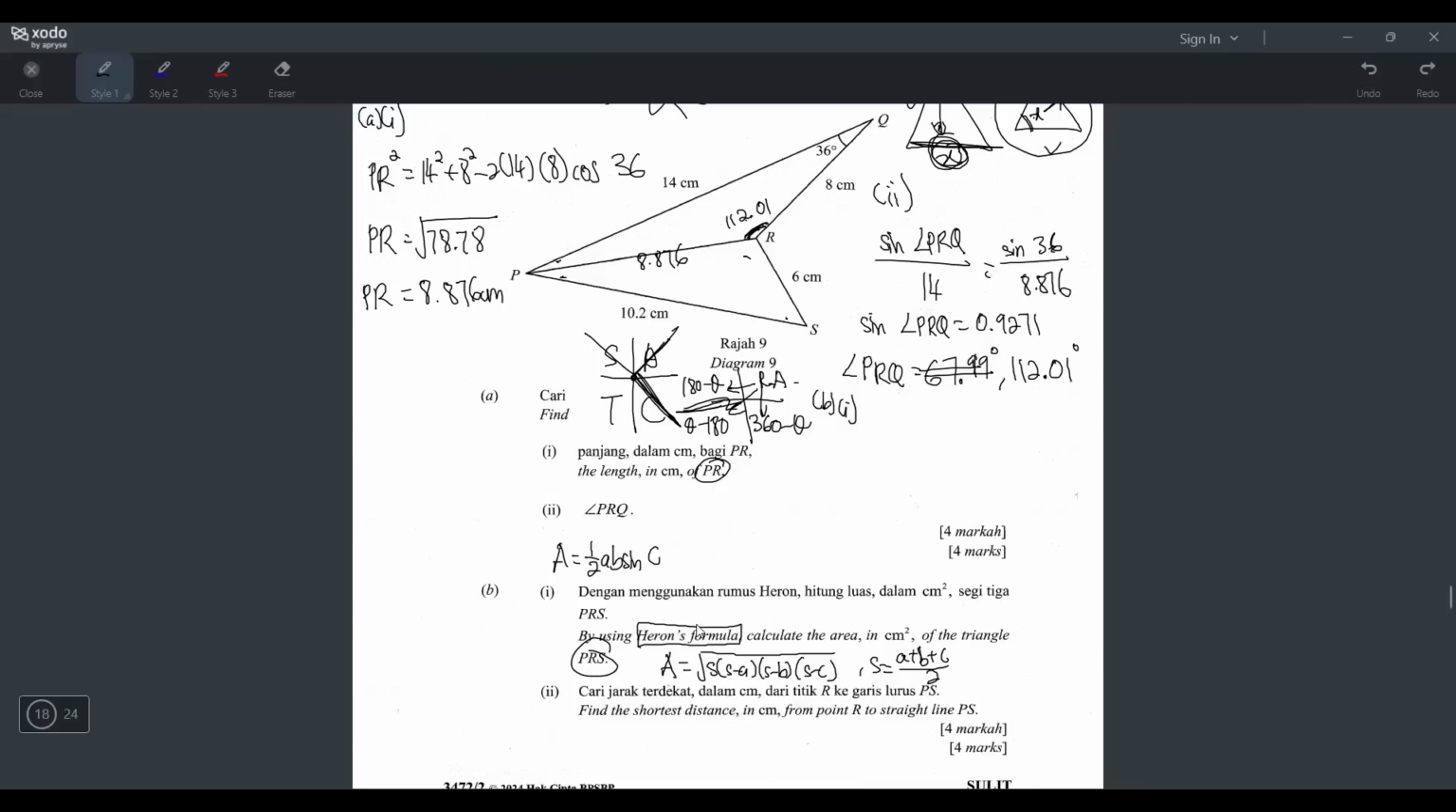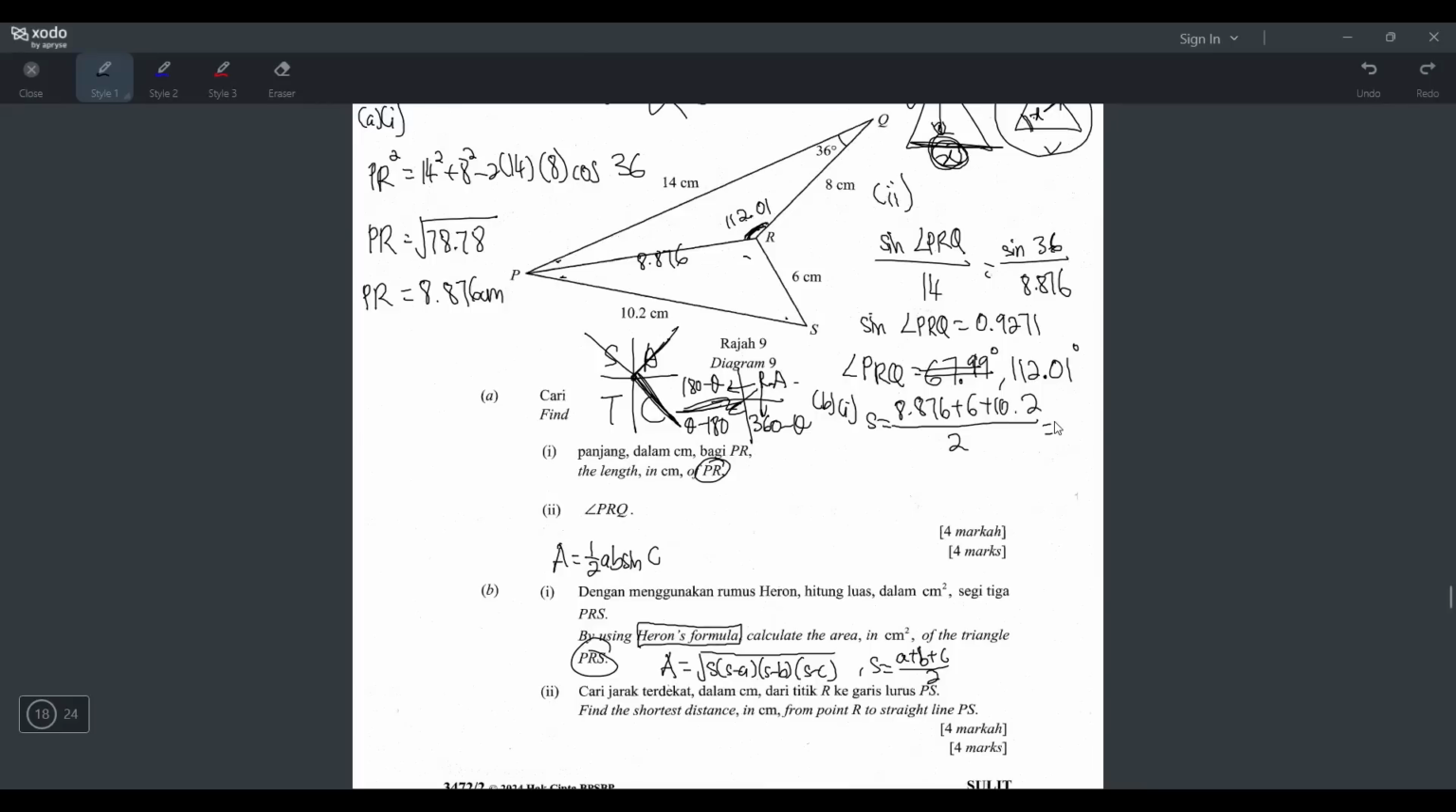Because with Heron's formula, we don't need the angle. This formula doesn't use any angle. We just need a, b, c, all the sides. So after we have a, b, c, first we find S. S will be all the sides added together, divided by 2. So 8.876 plus 6 plus 10.2, divided by 2. So let's press and see what we get.